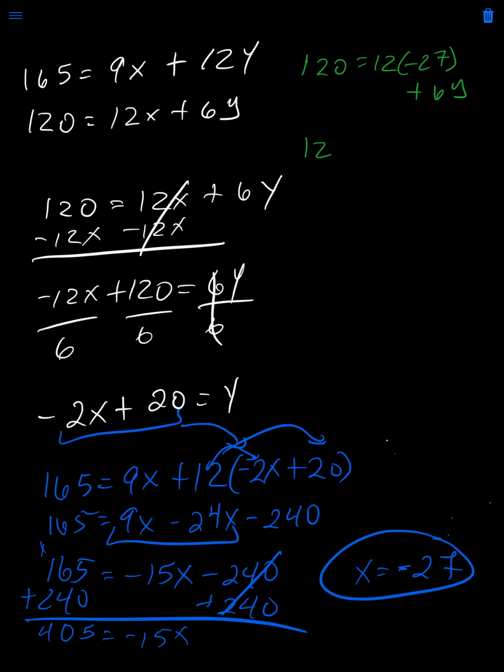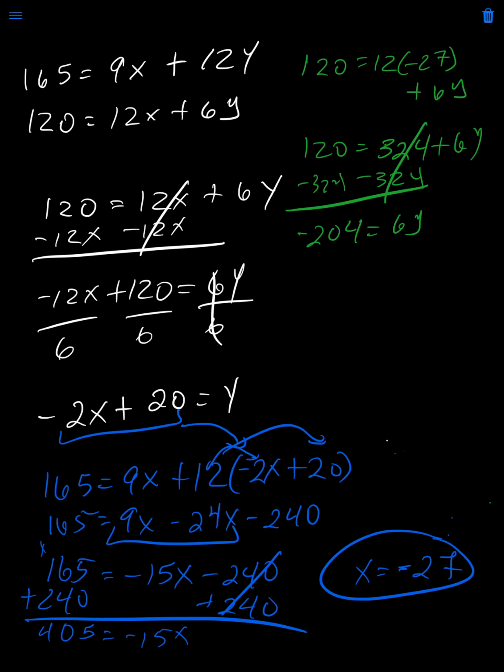Then if x equals that, I can take 120 equals 12 times negative 27 plus 6y. So that gives me 120, 12 times negative 27 gives me negative 324. Okay, that's probably why I did it wrong. I didn't multiply right. Plus 6y. Add 324 on both sides. Plus 120. Oops. 120 plus 324 gives me 444, but 120 minus 324 gives me negative 204 plus 6y.